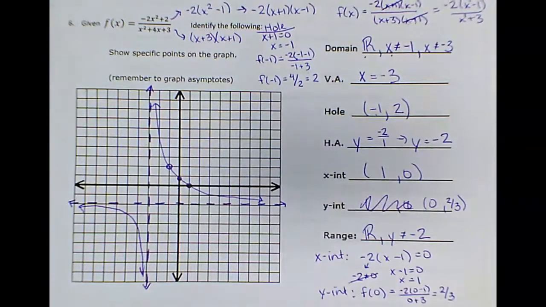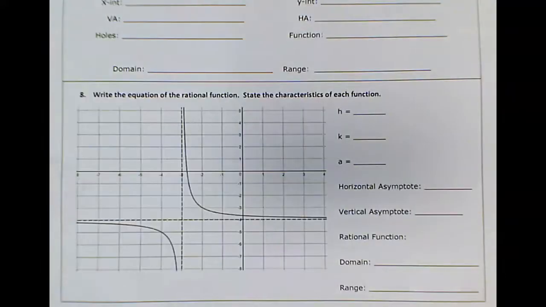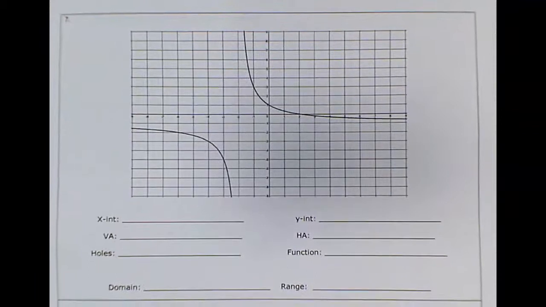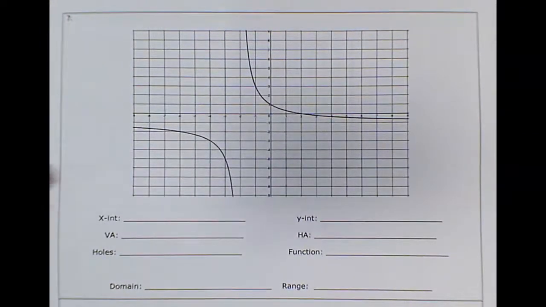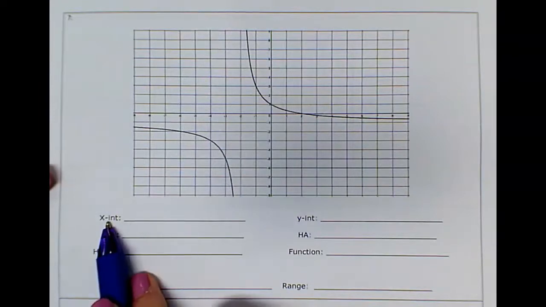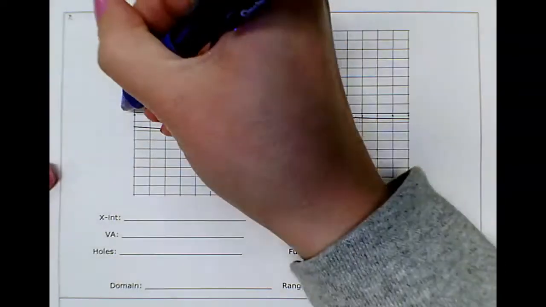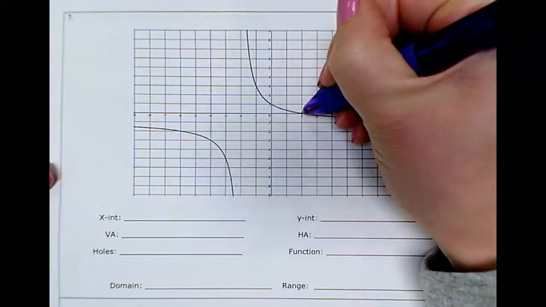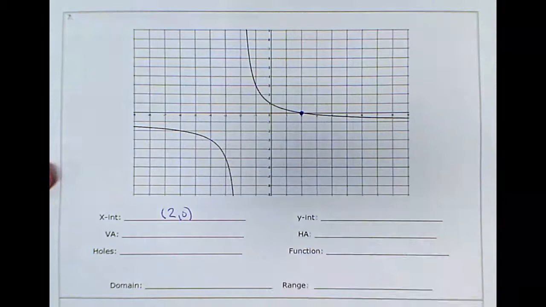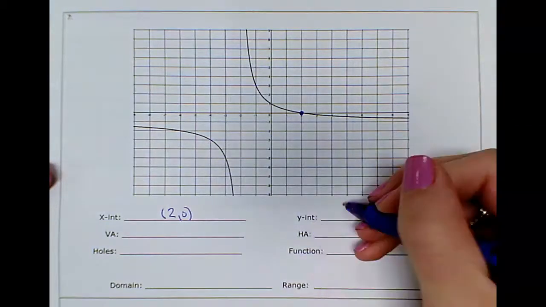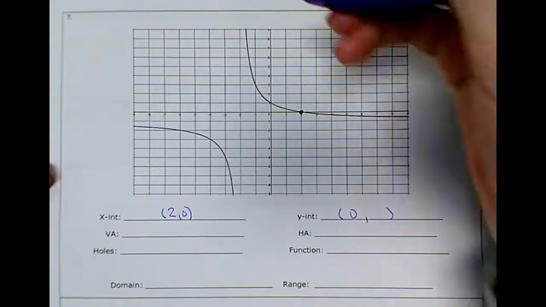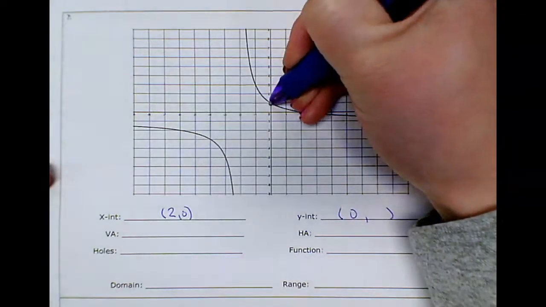All right, let's move on to number 7. Number 7, I have a graph. I'd like to fill in the pieces that I know. So first I want the x-intercept. The x-intercept crosses the x-axis. That's right here at the ordered pair 2, 0. The y-intercept is the place on the graph that crosses the y-axis, so that's right here, 0, 1.